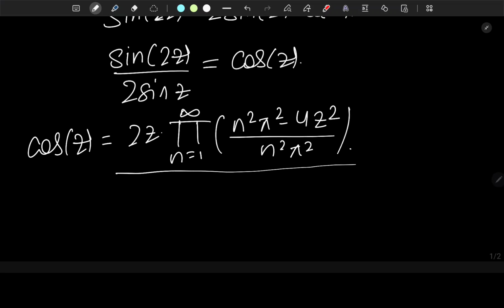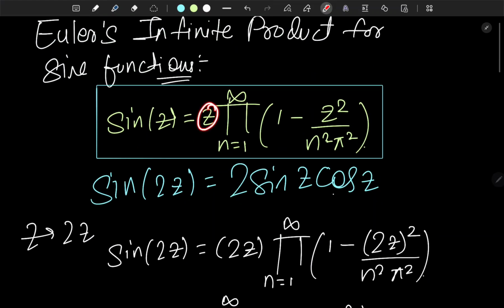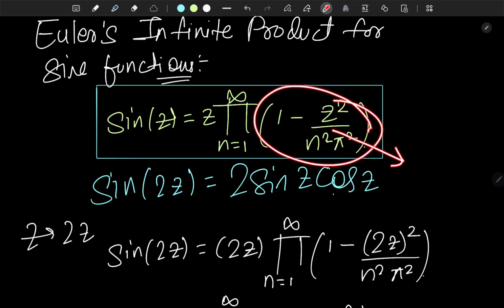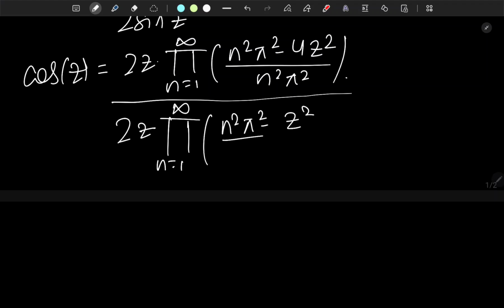And if we talk about 2 sine z, it's 2 times this product, so it becomes 2 times z here. And you can write this one the way we did for sine 2z as well, that is, this is going to be n squared pi squared minus z squared over n squared pi squared. So let's do that here also. So basically it is 2z times the product as n goes from 1 to infinity of n squared pi squared minus z squared over n squared pi squared.